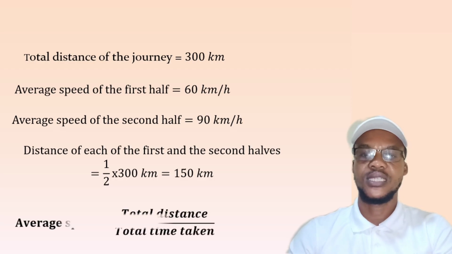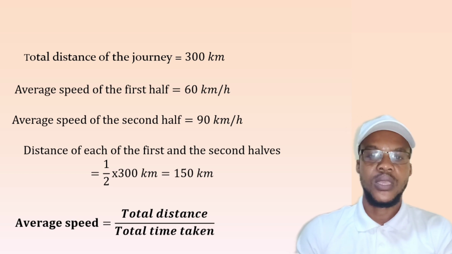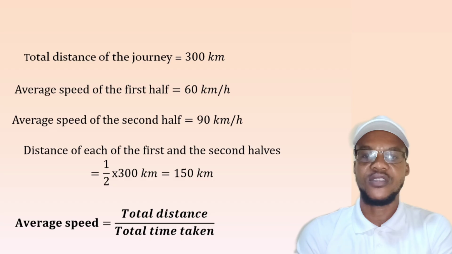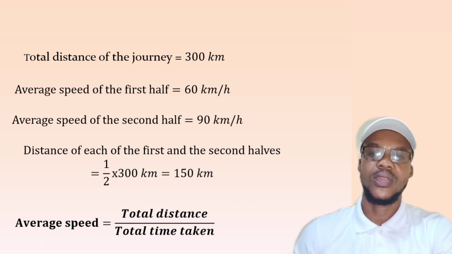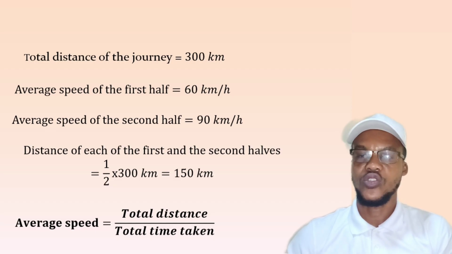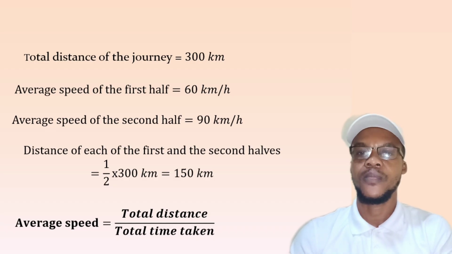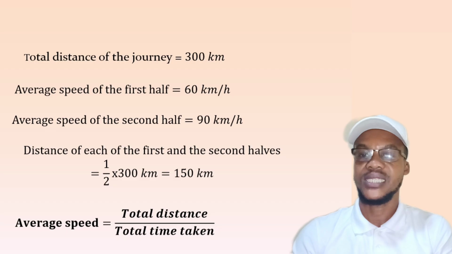We know the average speed is given as what? Total distance divided by total time taken. Okay, so once you have this, if you are asked to find the average speed, we know the total distance as 300 kilometers. What about the time taken? In this case, because we don't know the total time taken, we need to find it, because without the total time taken, you'll not be able to find the average speed of the entire journey. Have you gotten the point?